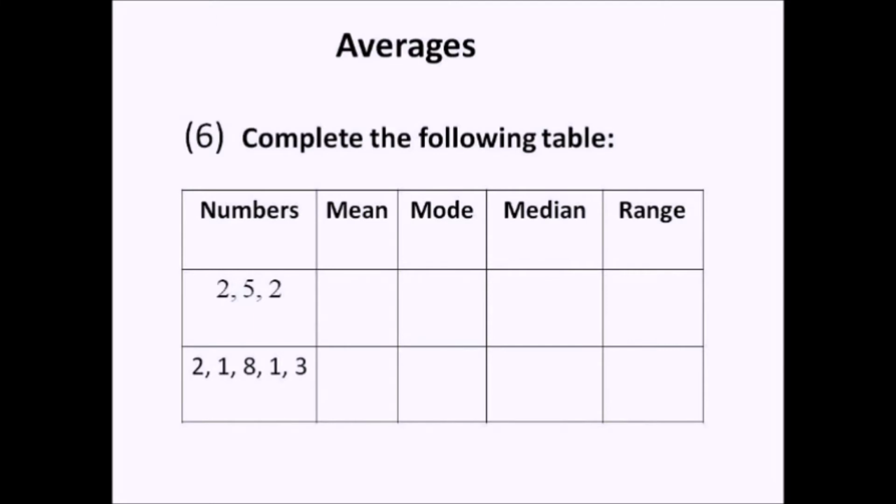Do it for 2, 5, and 2. Then do it for 2, 1, 8, 1, 3. Come on, get working, get going. Do the mean, the mode, the median, and the range. The mean would be the hardest to do. Mode is simple, median is simple, the range is simple. Go ahead, get it done. You can do it. Let's go.